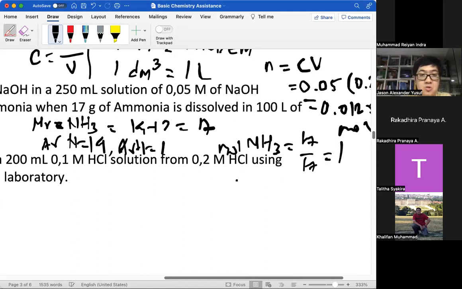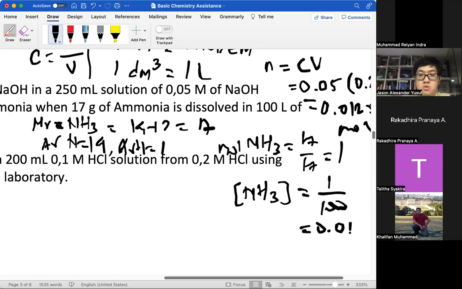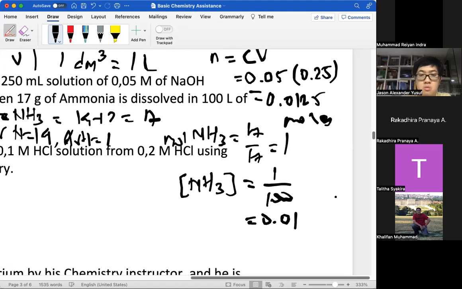And hence, your concentration, and this is how we write concentration, guys, so don't be surprised when you see a notation like this. This means concentration of ammonia. We put it in a bracket that looks like this. Hence, the value is 1 over 100, which is 0.01 molars.